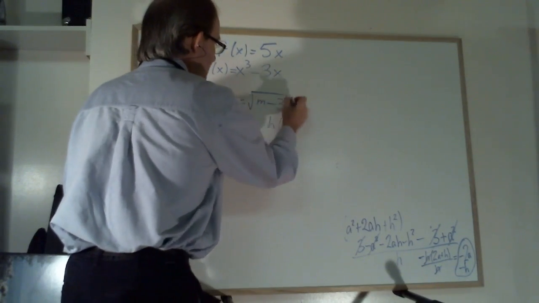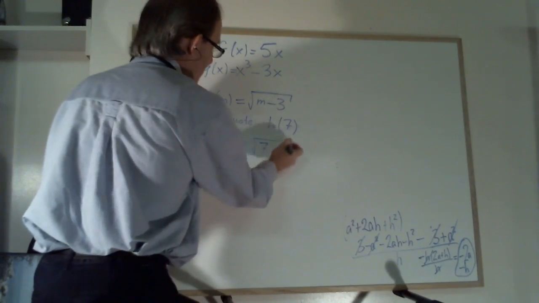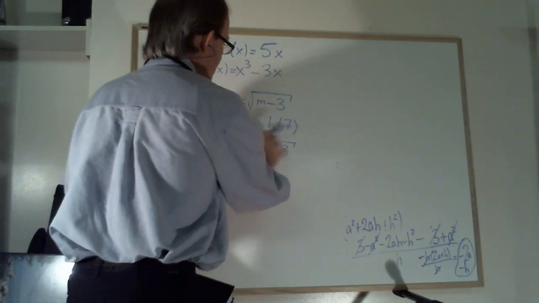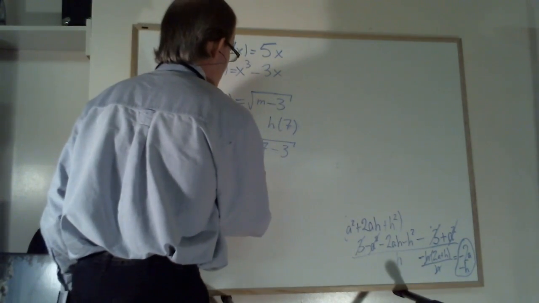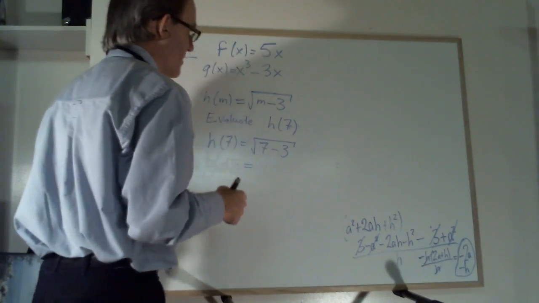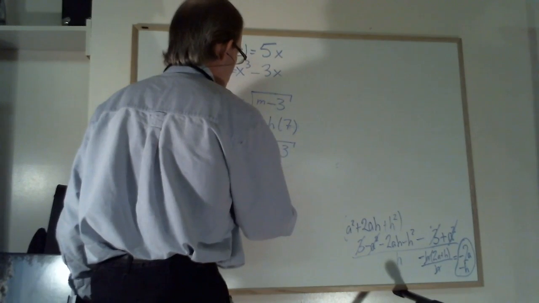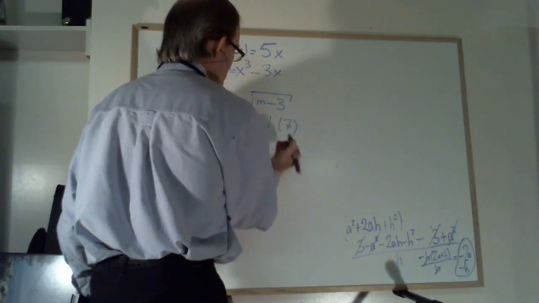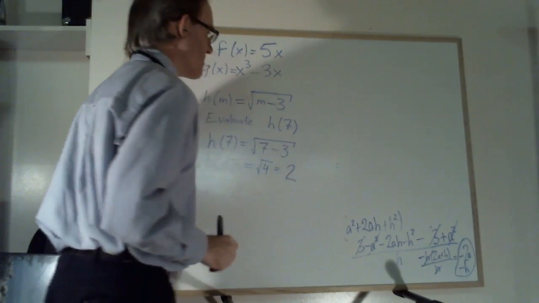Now, since that is all under this square root sign, that acts like a bracket, so I have to do that first. I can't separate the square roots and then subtract. That would just be wrong. You never get the same value if you do that. So you take 7 minus 3 first, and that's the square root of 4. In this case, it's much easier. It's just the square root of 4, which is 2.